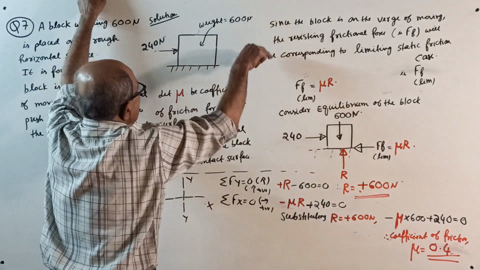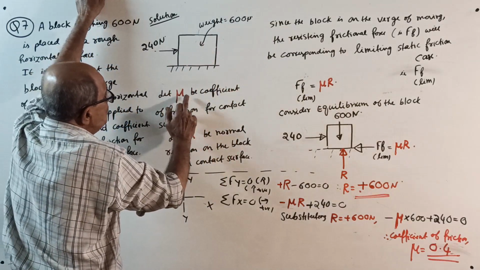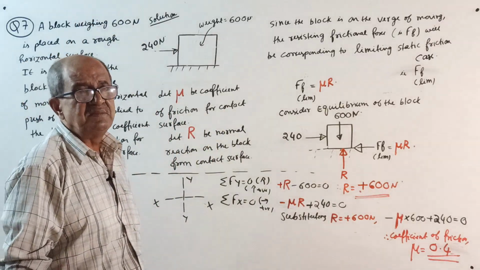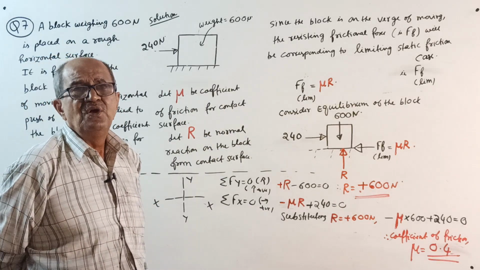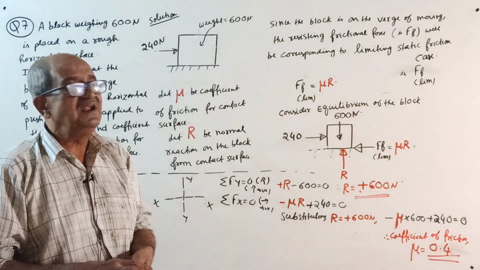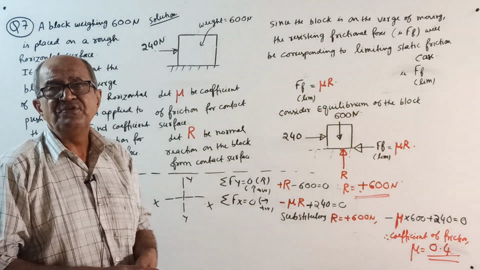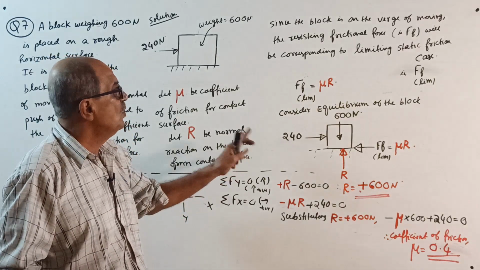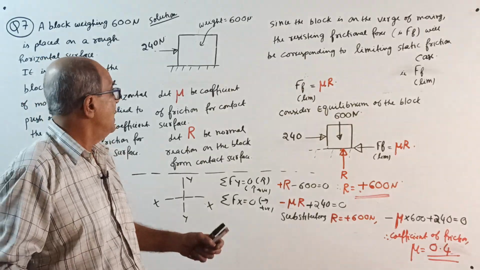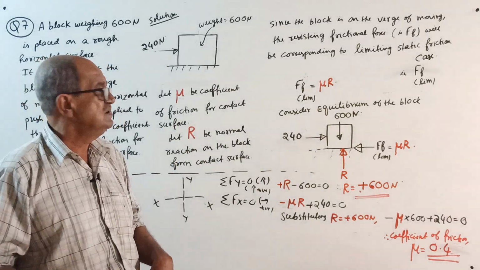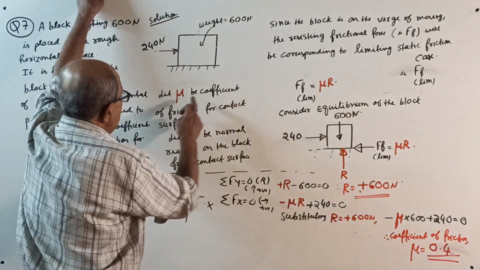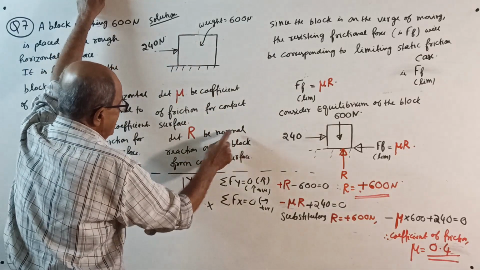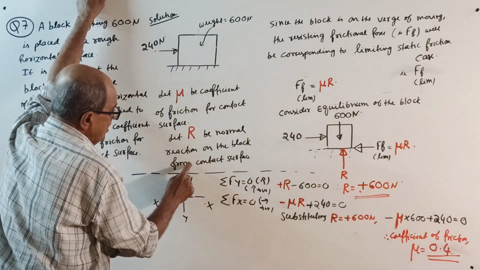So put the sketch here. No reaction, nothing yet. Let mu be the coefficient of friction for the contact surface. Now onwards, remember, earlier I showed frictional force in red color. Now onwards, unknowns I will use red color so that it is easier. Known quantities, no red color. Whenever I write something unknown, it is red color. Now, as usual, let R be the normal reaction on the block from the contact surface.